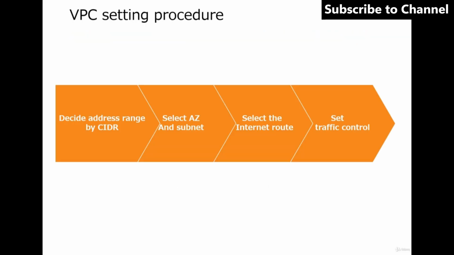You will set up your VPC using the next 4 steps. First, set the address range using the CIDR method. This is a method of determining the available range of IP addresses. Second, set up the subnet in AZ availability zone. Creating at least one subnet is mandatory. Next, set up the route to the internet. And finally, set up the traffic allowances for your VPC. It is always necessary to set up what kind of traffic is allowed.